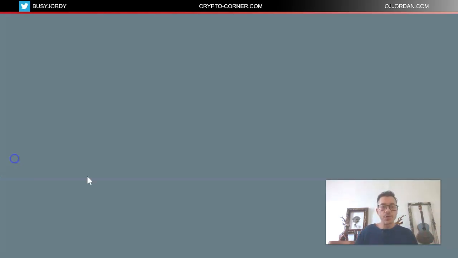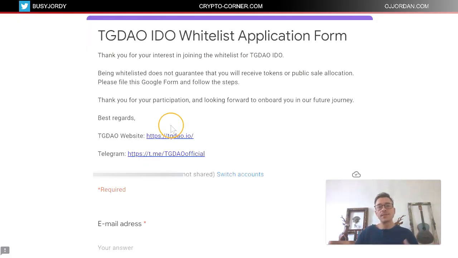And then if you want to join the ICO, you go here and it sends you to the whitelist, where you actually have to complete the whitelist application form. Make sure that you complete that. Basically, you just have to enter your email address and then you're in the whitelist application. This is it. It's very easy. Make sure that you go and do that as well.